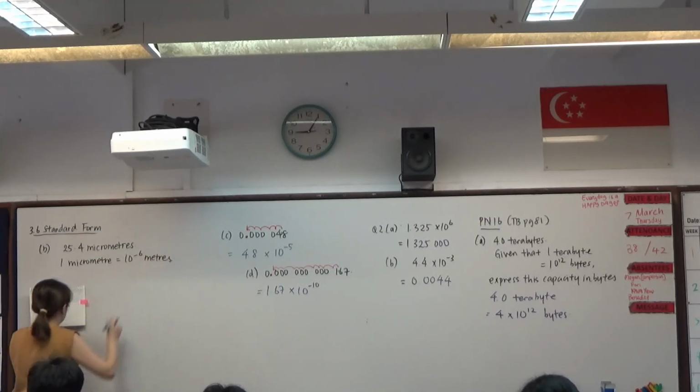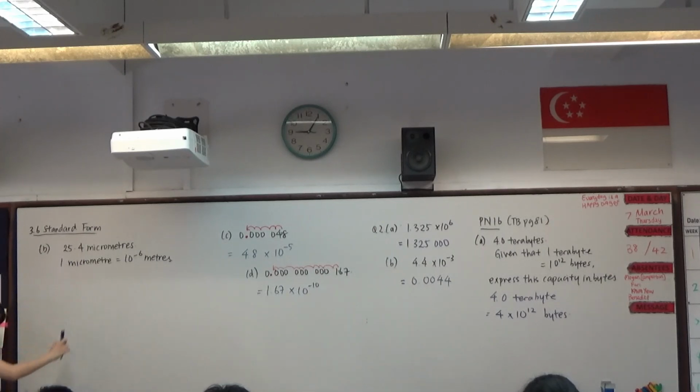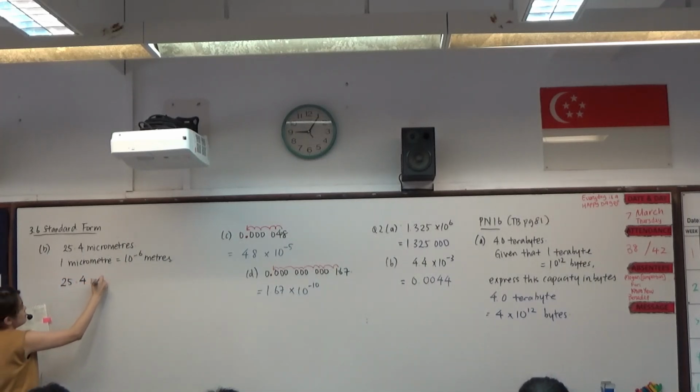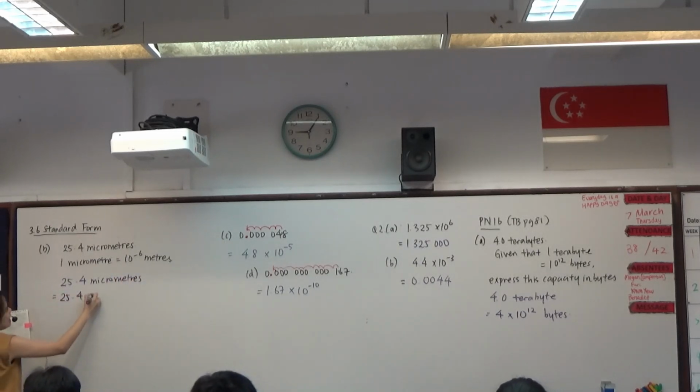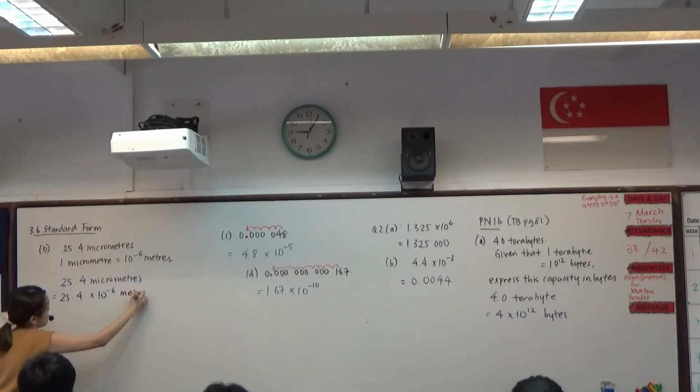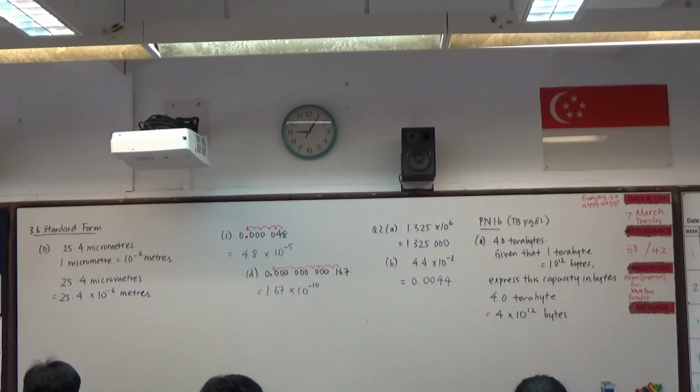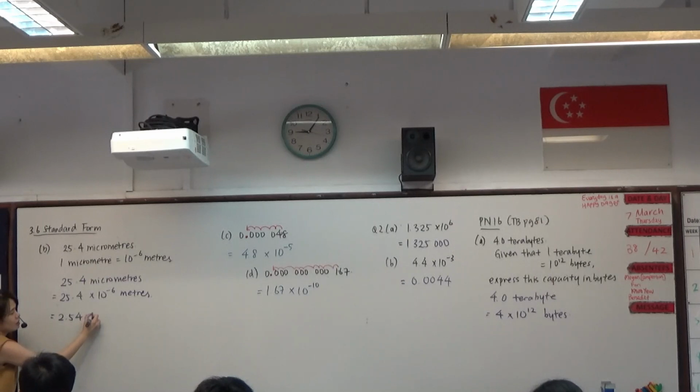Meters. We want to convert this into meters. Therefore, you have 25.4 micrometers equal to 25.4 times 10 to the power negative 6 meters. But this is not in standard form, because this is 25.4. We need it to be 2.54. So 25.4 converting to 2.54 itself: 25.4 is equal to 2.54 times 10.